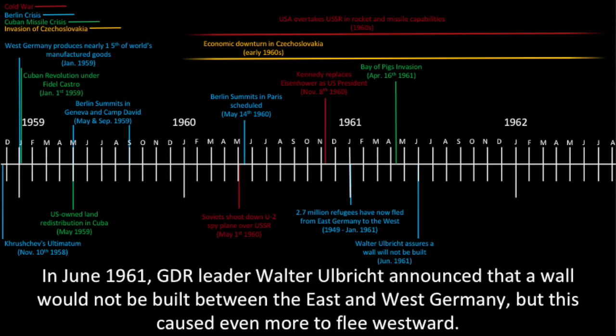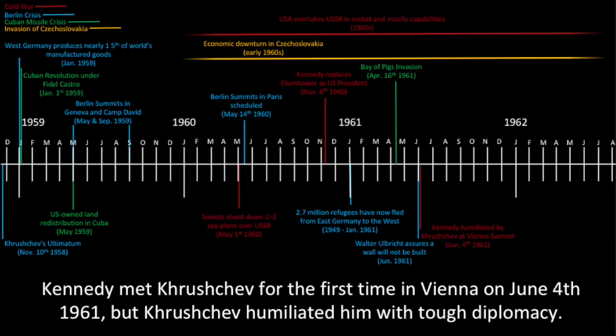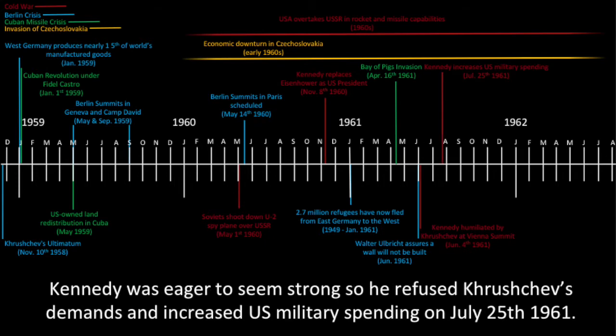In June 1961, GDR leader Walter Ulbricht announced that a wall would not be built between the East and West Germany, but this caused even more to flee westward. Kennedy met Khrushchev for the first time in Vienna on June 4, 1961, but Khrushchev humiliated him through tough diplomacy. Kennedy was eager to seem strong, so he refused Khrushchev's demands and increased US military spending on July 25, 1961.